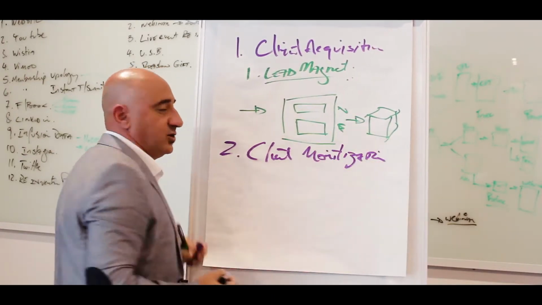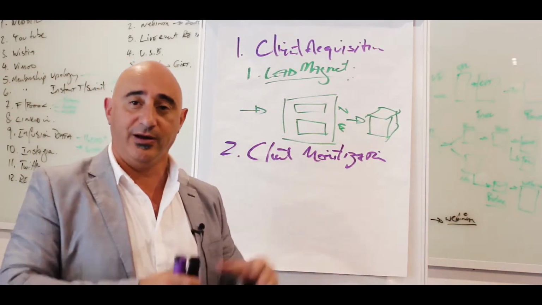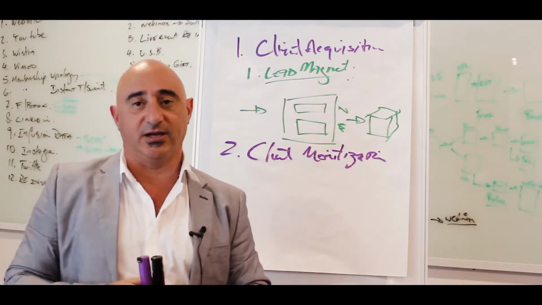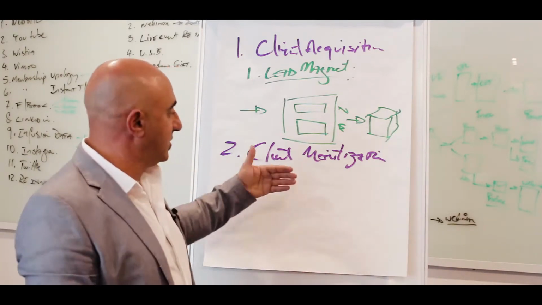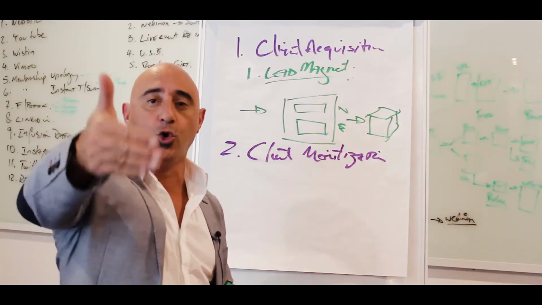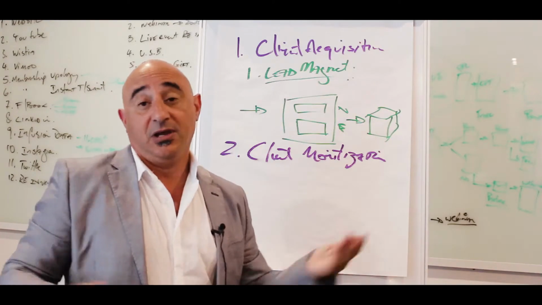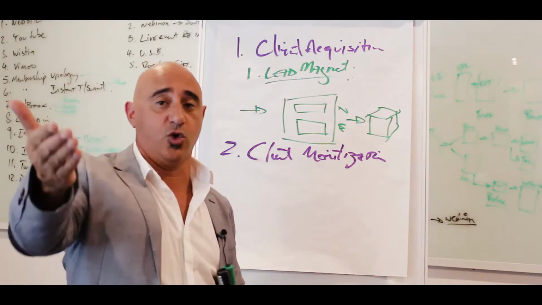In other words, once you get this client, once they've engaged with you, the prospect becomes a client. Now it's time that you start to monetize them. Monetizing them is offering your core offer. As an example, if you're a landscape gardener, what you do is landscaping and gardening. So that's your core offer.